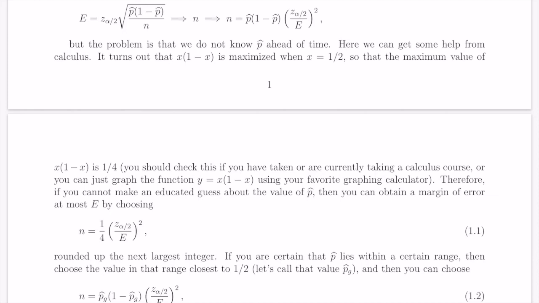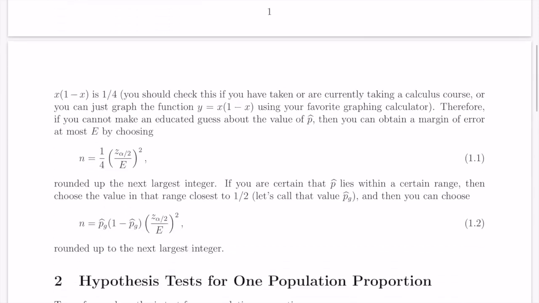If we know that the sample proportion is probably going to lie within a certain range, then what we can do is pick the value in that range closest to 1/2. So, for example, if I know that p hat is going to be between, say, 0.3 and 0.8, then our guess, this g, by the way, stands for guess, we would choose the value in that range closest to 0.5. Since 0.5 is in that range, 0.5 is our guess.